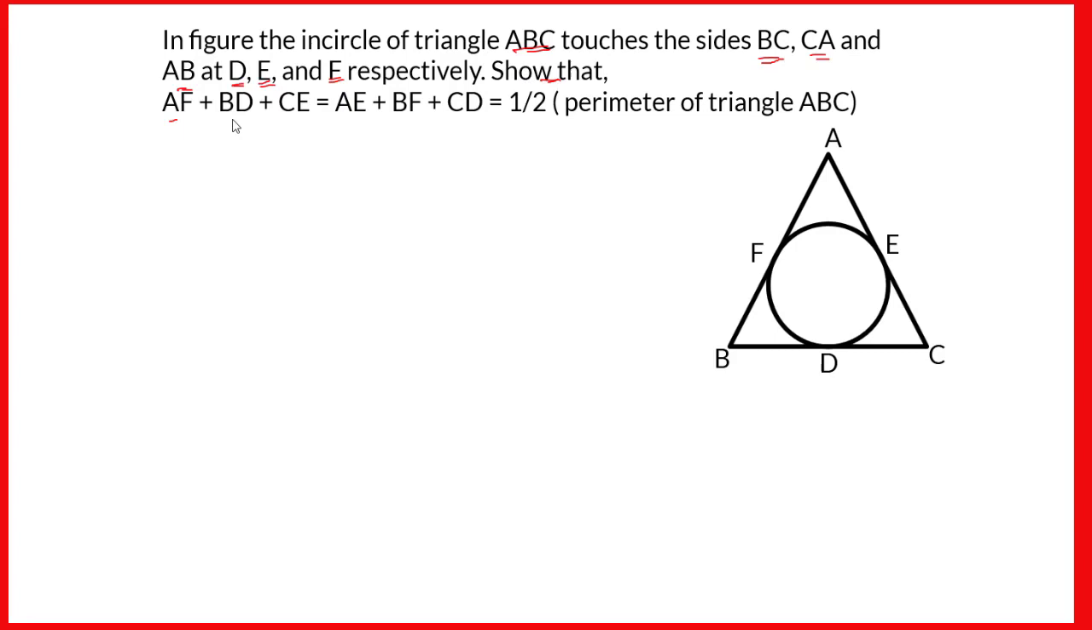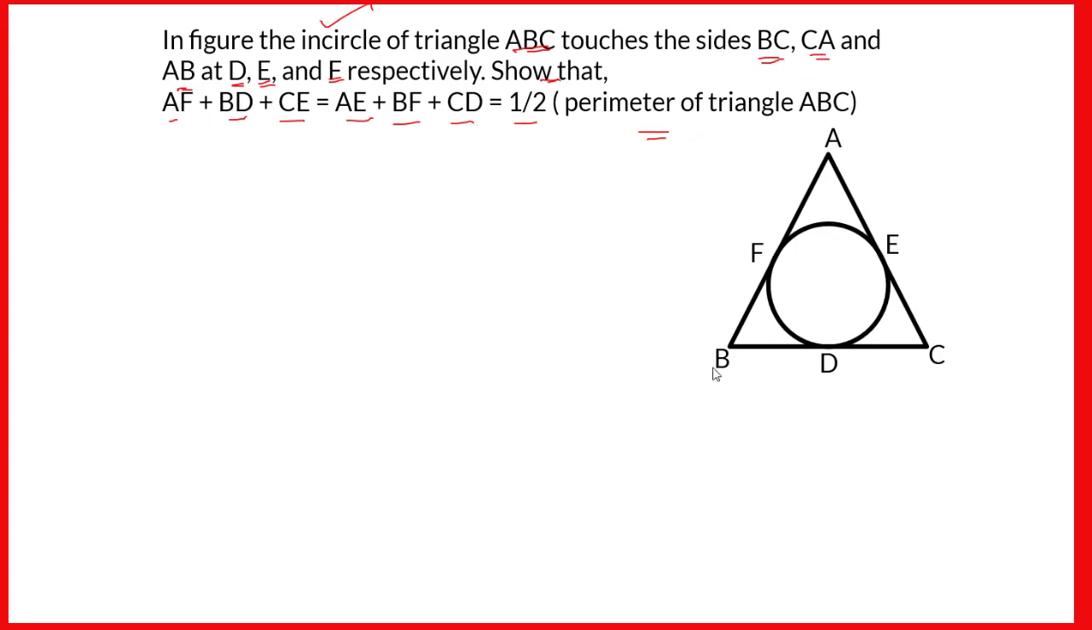Show that AF plus BD plus CE is equal to AE plus BF plus CD, that is equal to half the perimeter of the triangle. Here, friends, ABC is a triangle and this circle touches the triangle ABC, and this is the incircle. It is given that it is the incircle of triangle ABC, and we have to prove that AF plus BD plus CE is equal to AE plus BF plus CD, that is equal to half the perimeter of the triangle.